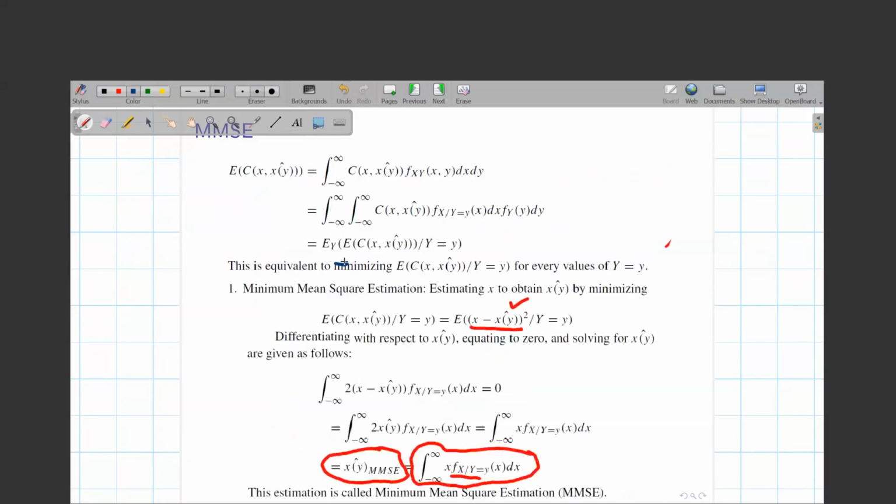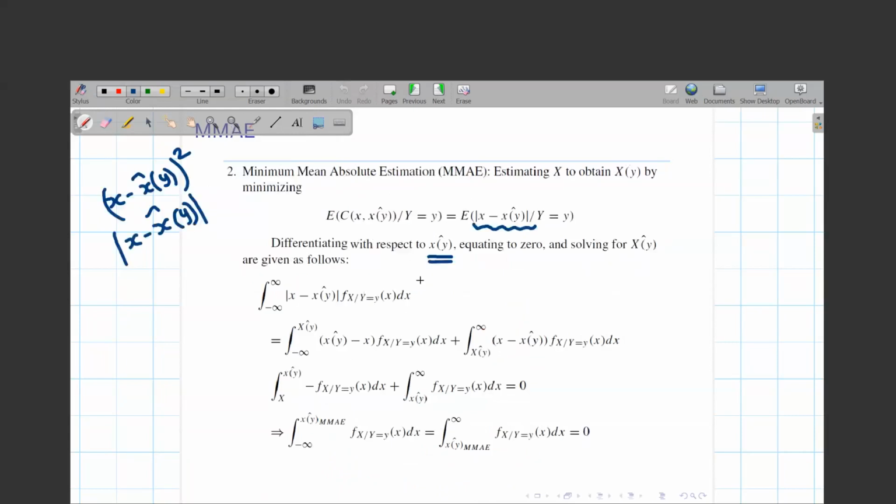This is the function. And then if I differentiate this with respect to x and solve, you get the solution as MMAE. So what does that mean?